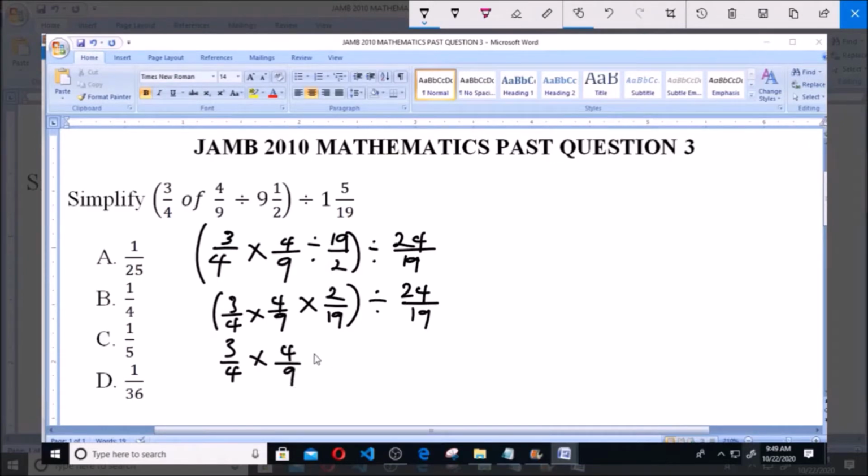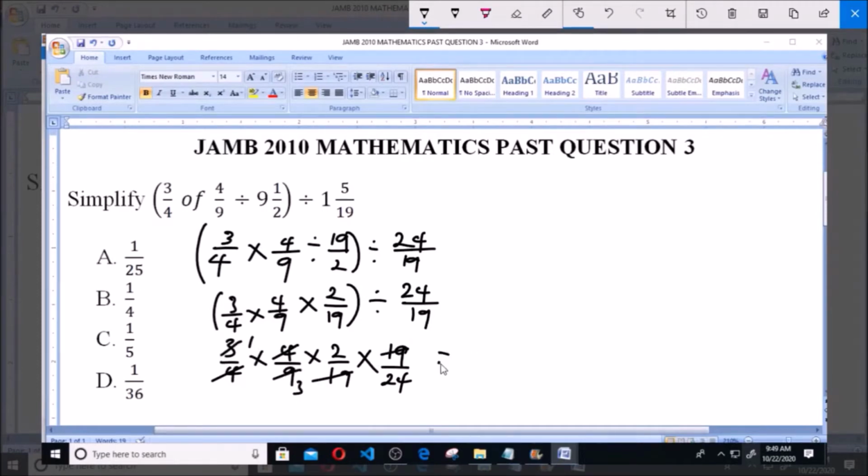Now I'm opening the brackets, multiply by 2 over 19. Now this sign has to change to multiplication sign, multiply by what? 19 over 24. Now you can see that what? This 4 can cancel this 4, this 19 can cancel this 19, then this 3 here 1, and 3 in 9 will give us 3.